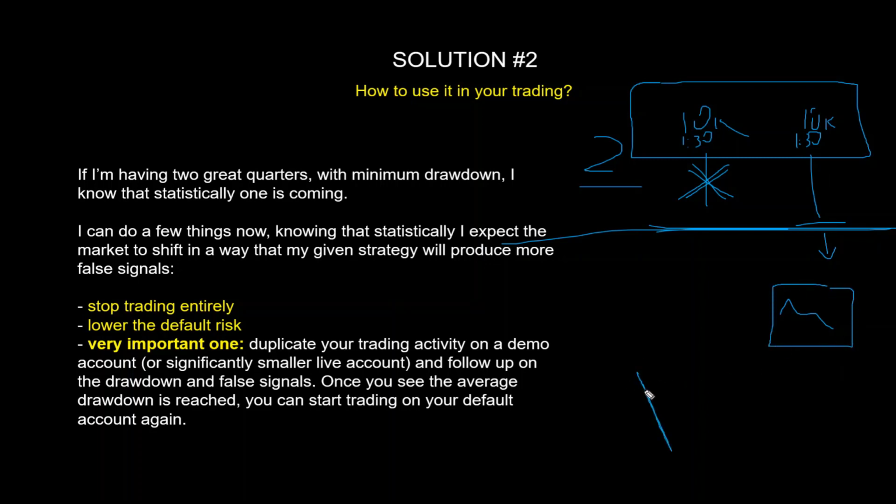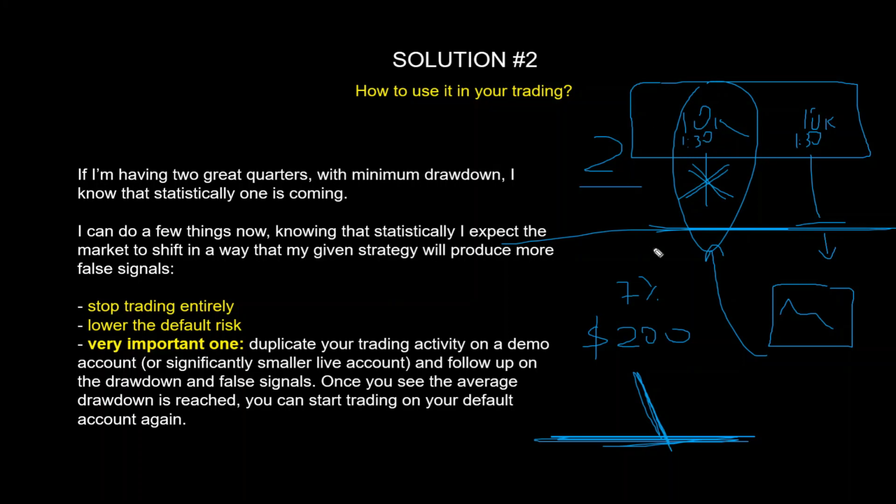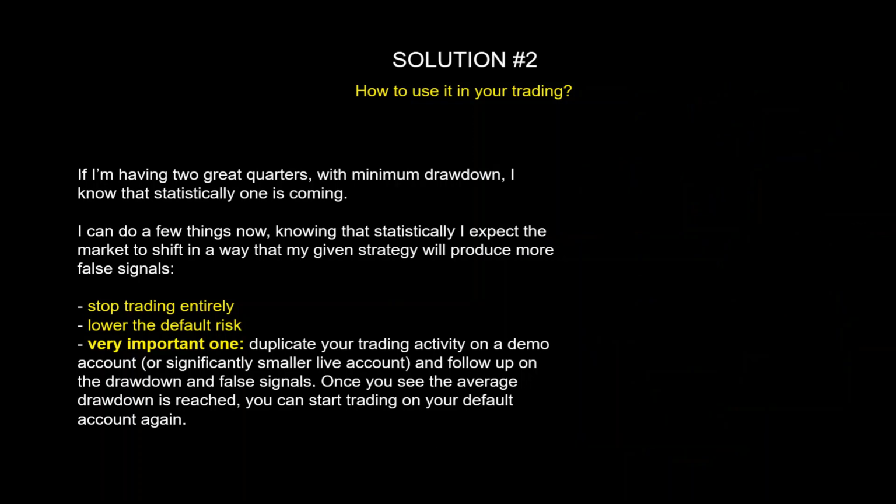Once the average drawdown, let's say your average drawdown is 200 like we had in the previous example, or it's 7% for example, once you reach that average, you start including the live account and you start trading it again. Super simple concept. It doesn't require a lot of Excel, a lot of statistical knowledge. It's a very, very simple solution for a very huge problem with amazing potential to optimize your performance, guys.